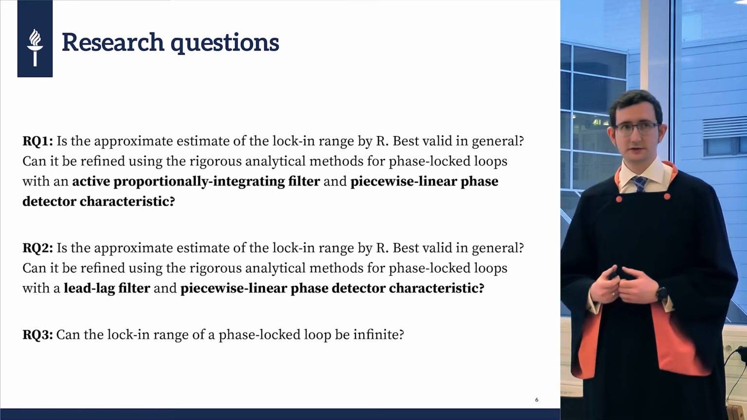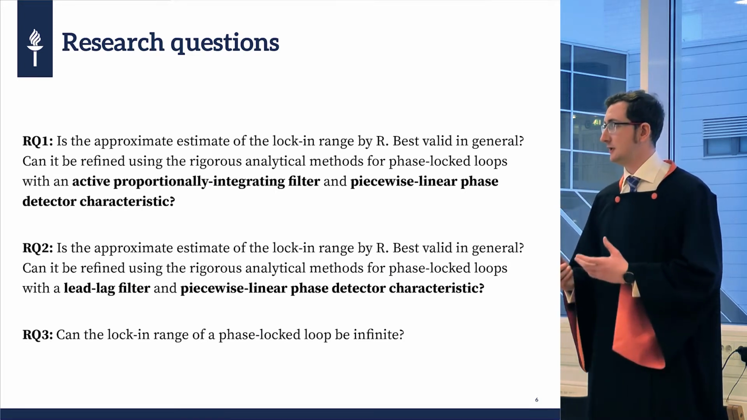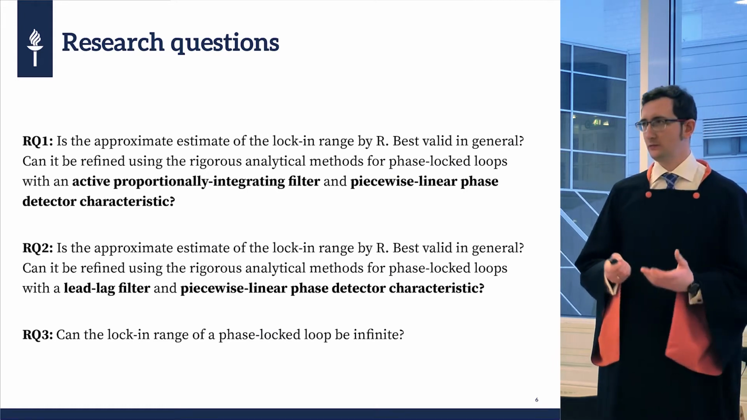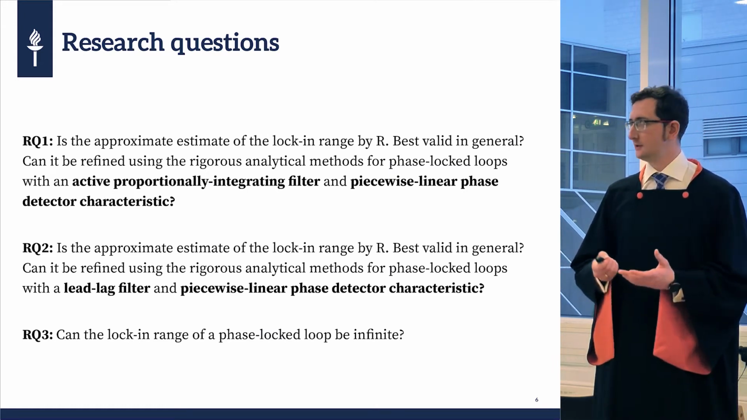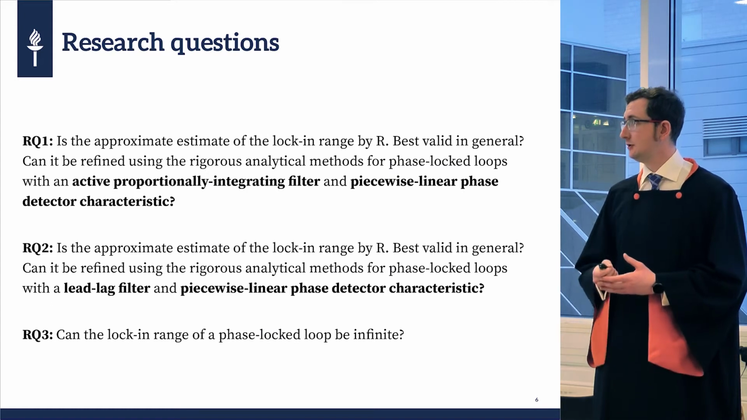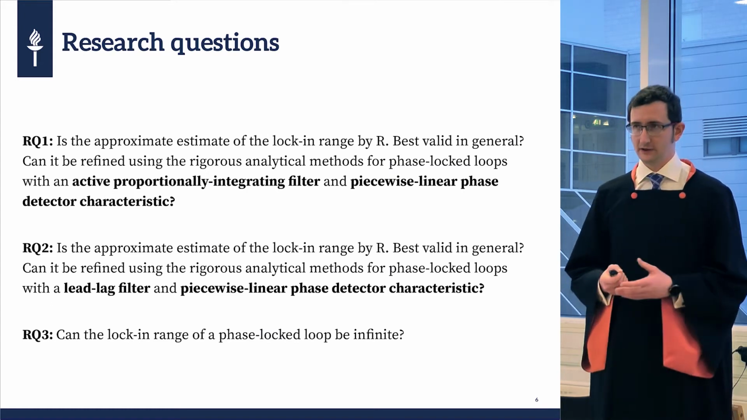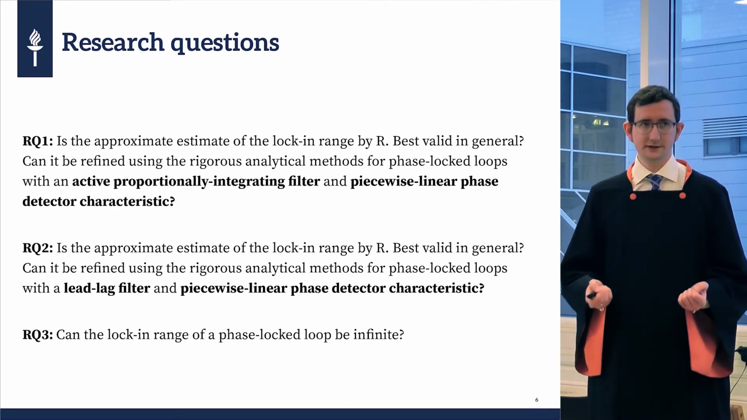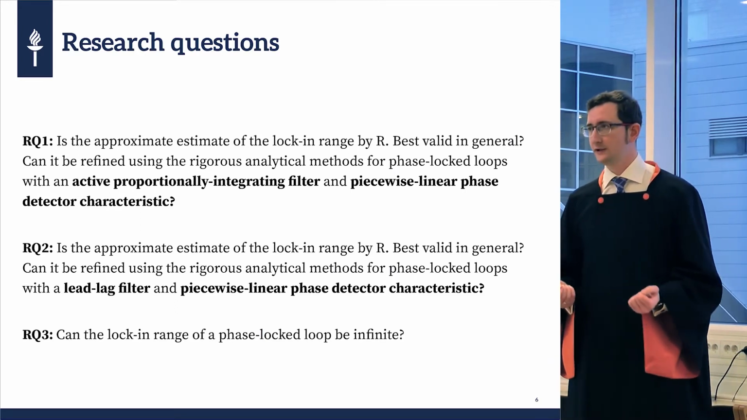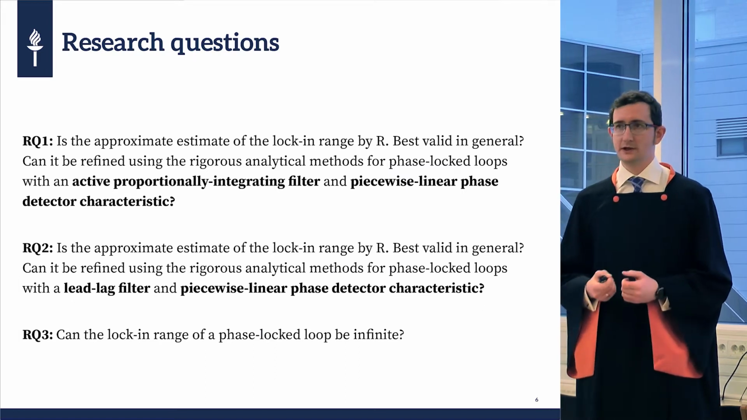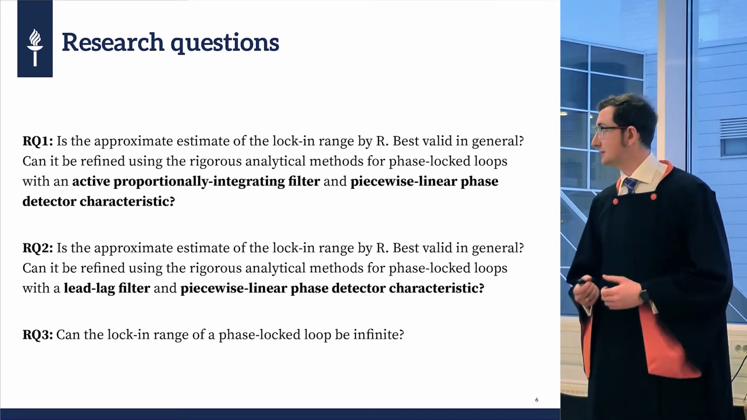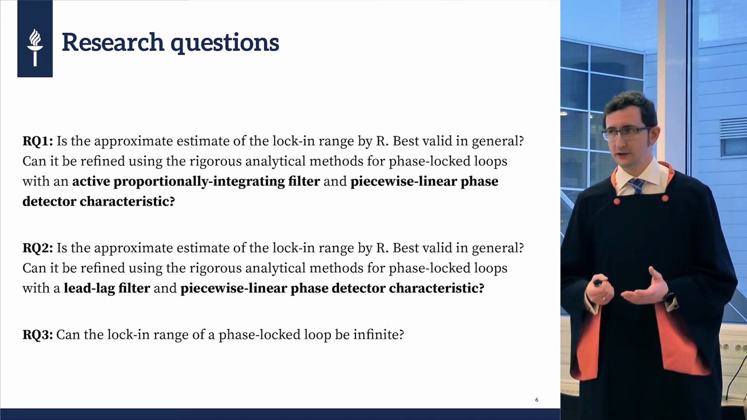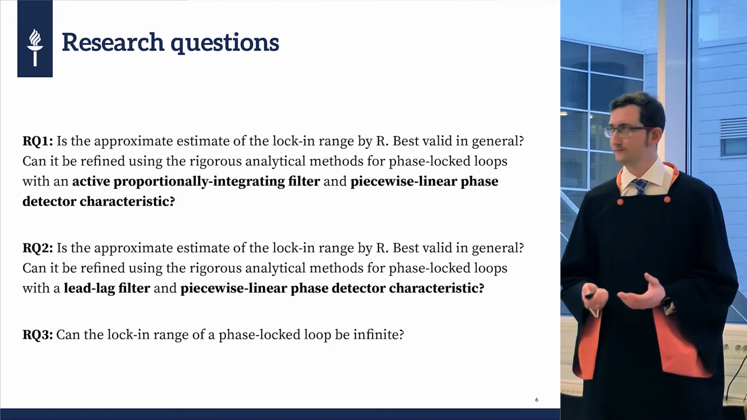The research questions for my dissertation are related to three variations of phase-lock loops, two of them with a proportionally integrating filter, active actually, and one with the lead-lag filter. For two of them, with a piecewise linear phase detector characteristic, I calculate the exact lock-in range value. And for another one, with the phase detector tangent, I prove that the lock-in range of this system is infinite.